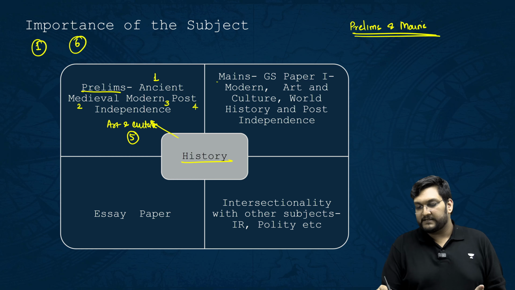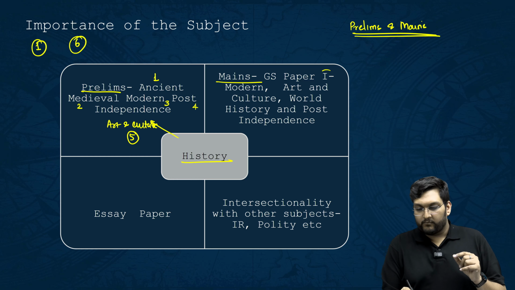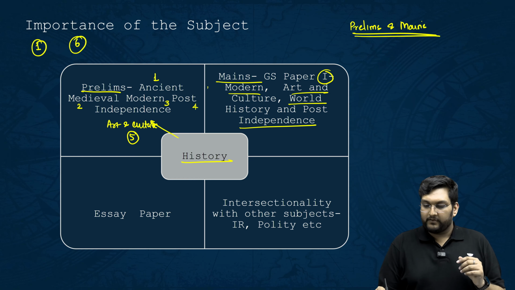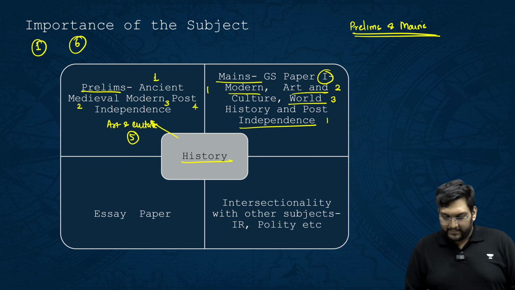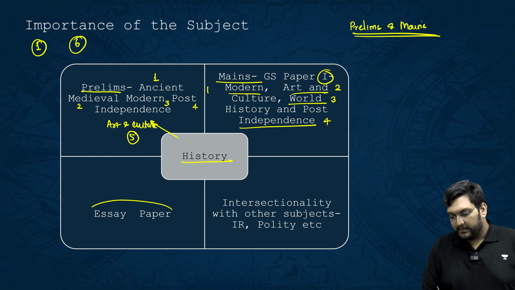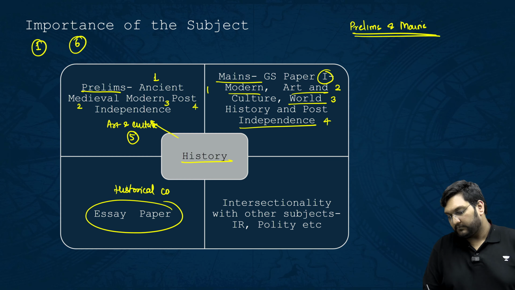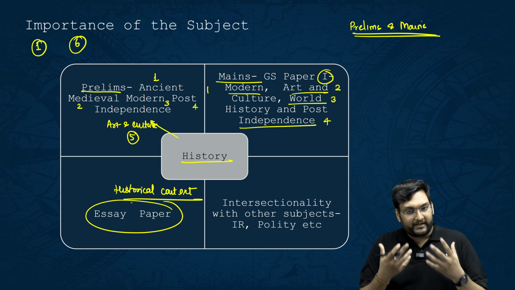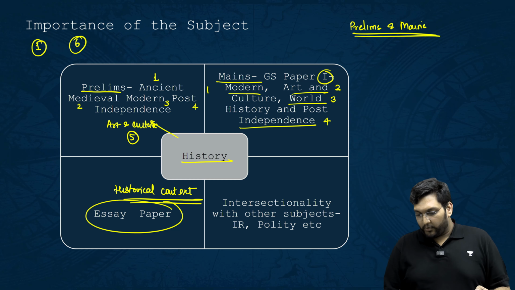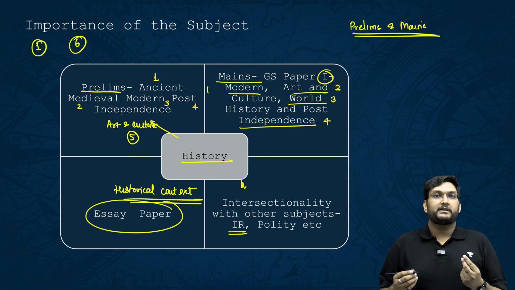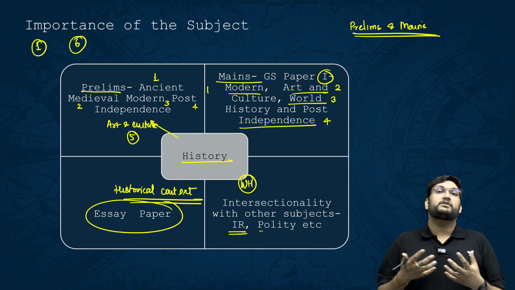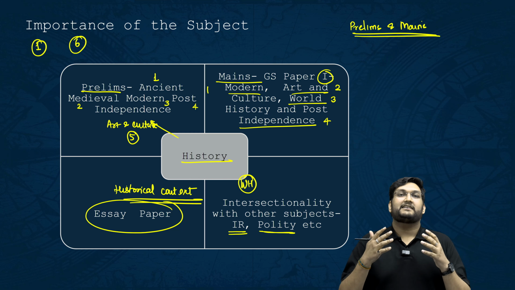In the mains examination, specifically in GS paper 1, you have modern, art and culture, world history and post-independence. So again, you have 4 components which are mains specific. Thereafter, in the essay paper, historical context and a lot of quotes come out of the Enlightenment, which is quite important generally. And for your understanding of international relations, world history is very important. And even for polity, the constitutional history part of modern India is critical.